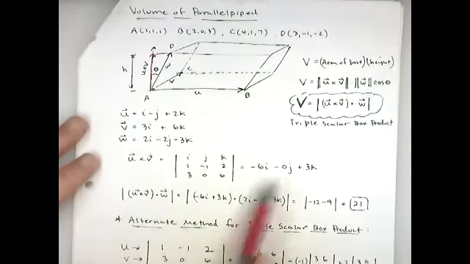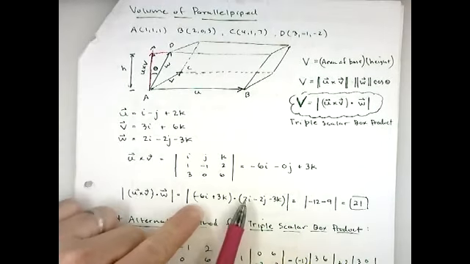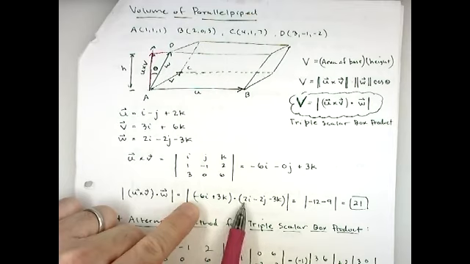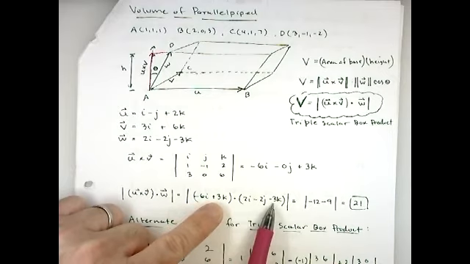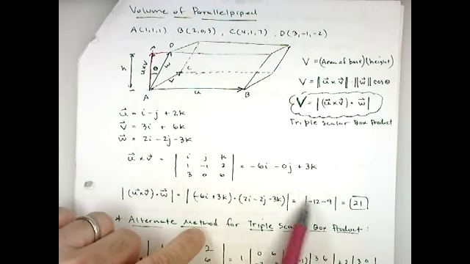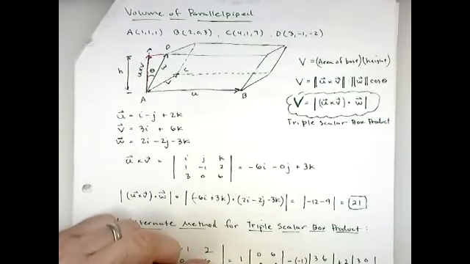Then I would take this answer, u cross v, and dot it with w. So I would dot this. And remember the dot product, you're just multiplying and adding. So I get negative 12. There is no j here, so that was going to be 0. Minus 9, right? 3 times negative 3. So minus 12 minus 9 is negative 21. That's why we need to take the absolute value to make it positive. Okay. And so the volume of that parallelepiped is going to be 21.